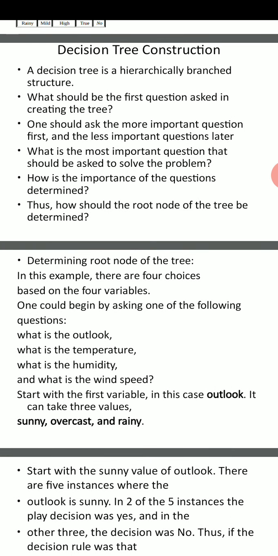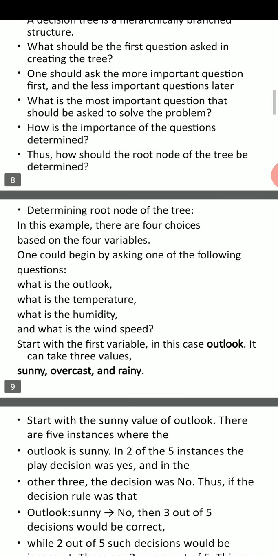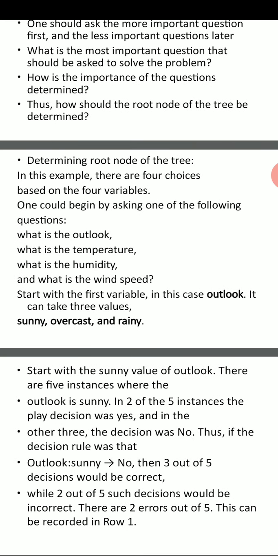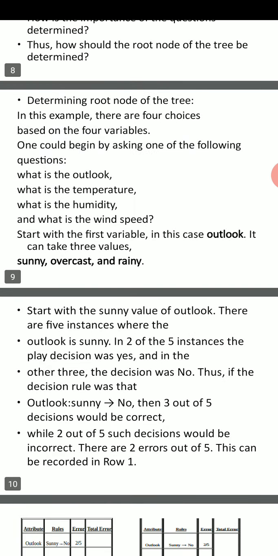And here is how the importance of the questions is determined. Thus, how should the root node of the tree be determined? Determining the root node, in the example there are 4 choices based on the 4 variables. One could begin by asking one of the following: what is the outlook, what is the temperature, what is the humidity, and what is the wind speed.